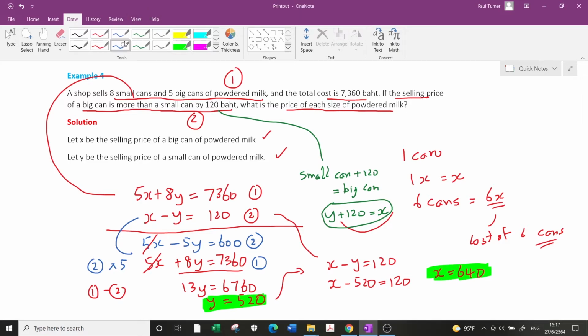So that means that x, the big can, is 640 baht here, and y is the price of the small can, and that was 520 there. And again, you should take these numbers and substitute back to the original statements and check they're both correct.